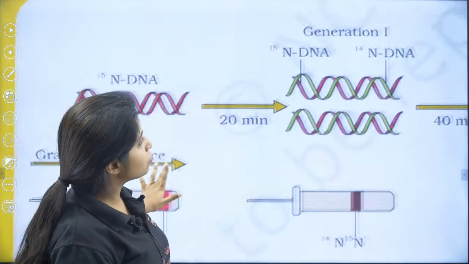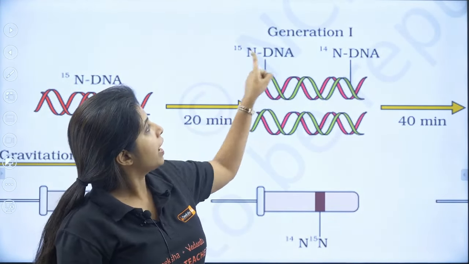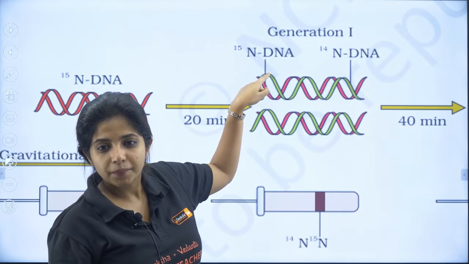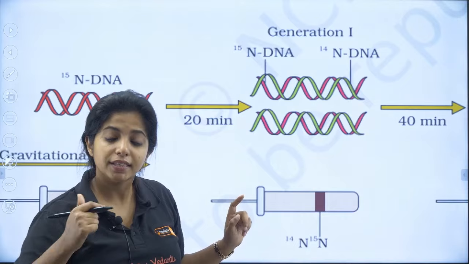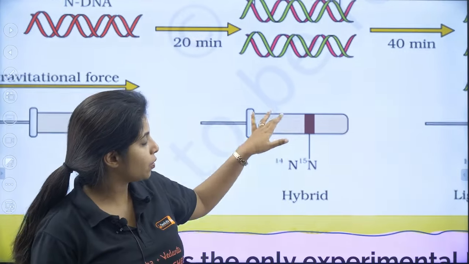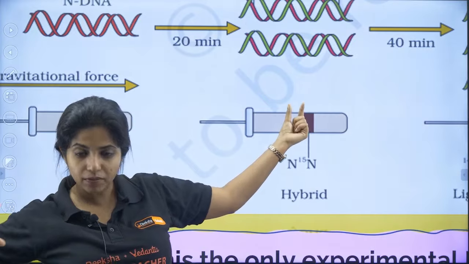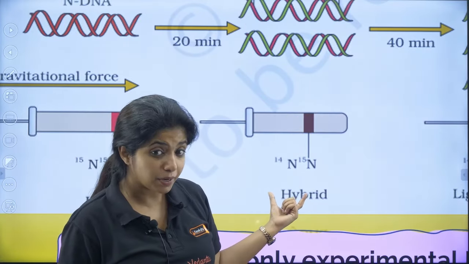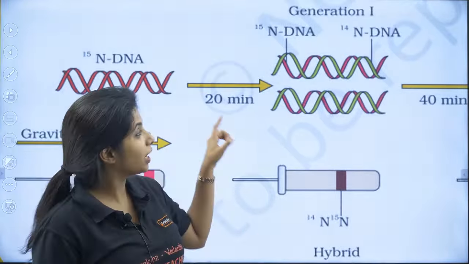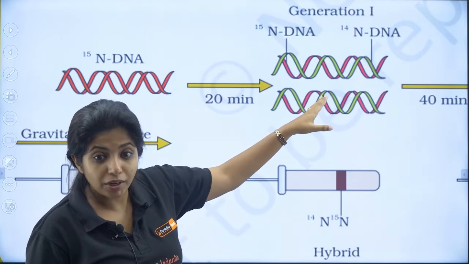So here the new strand which is formed, my dear children, would be N14, and the older one will be N15. Obviously he cannot see it. Again he centrifuged in the cesium chloride medium, and then what he found? This particular band was somewhere in the middle of the density gradient medium. That means it was hybrid. That means you're getting one copy here. That is why you have N15 and N14.